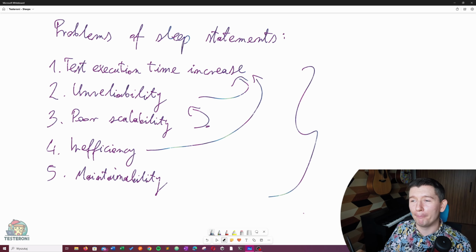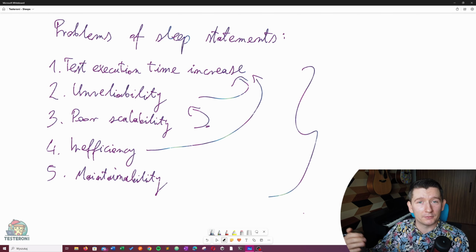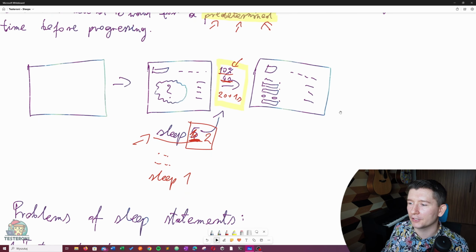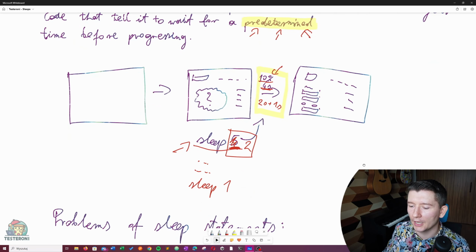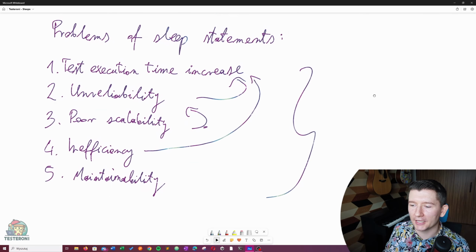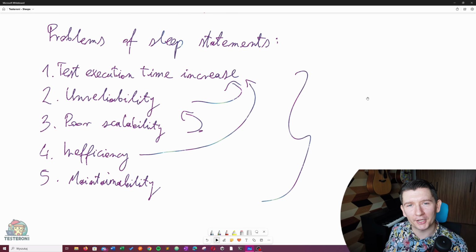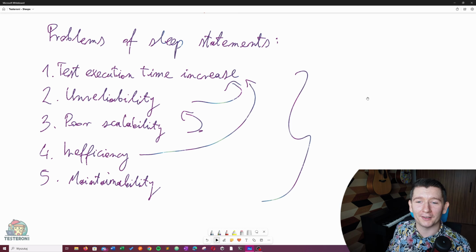Now that we know both what sleep statements are, and we know the examples of them, so that's the things that we have talked about in the previous video, and we know the problems of sleep statements in general in a more bird's eye view, we are ready to actually see where they are useful and to do a complete summary of what to do when we don't want to use them, when we want to use them, and what are the possible alternatives. And all these things are going to be discussed in the next video.